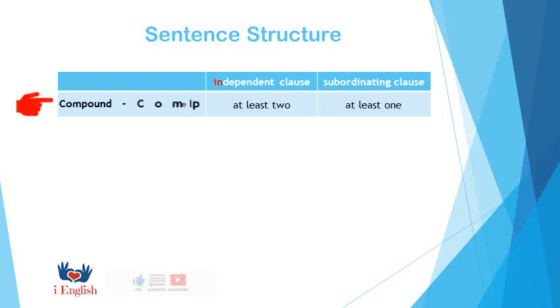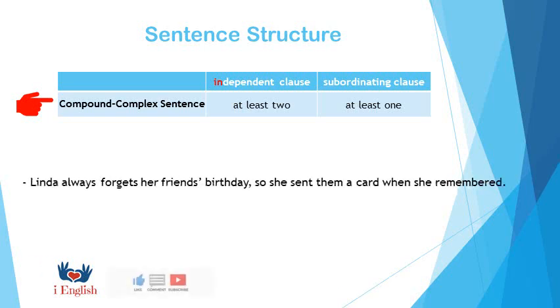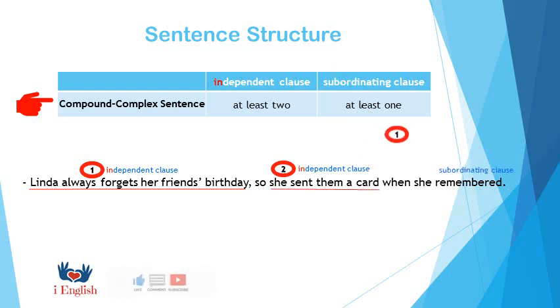Compound complex sentence has at least two independent clauses and at least one subordinating clause. Here is an example. Linda always forgets her friend's birthday, so she sent them a card when she remembered. We can notice here in this example that there are two independent clauses. Linda always forgets her friend's birthday. She sent them a card, and only one subordinating clause. She remembered.